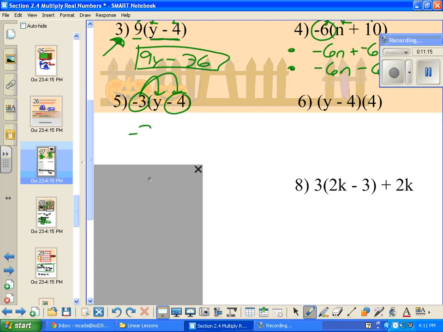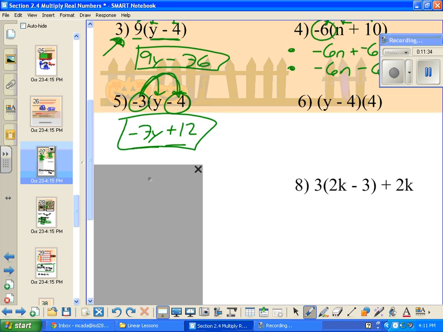Negative 3 times y gives me negative 3y. And then negative 3 times, well, really like negative 4, gives me positive 12, correct? So it'd be like negative 3y plus 12 is what's going to happen there. The two negative signs multiplied together, remember, make a positive. So that's why it ends up being negative 3y plus 12.